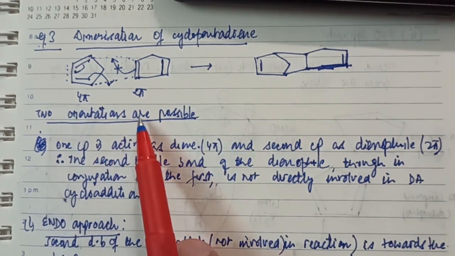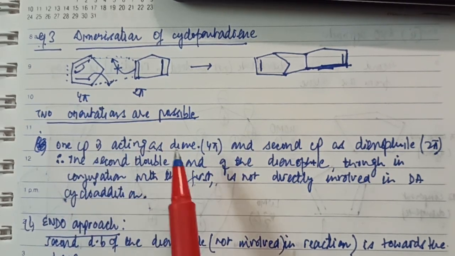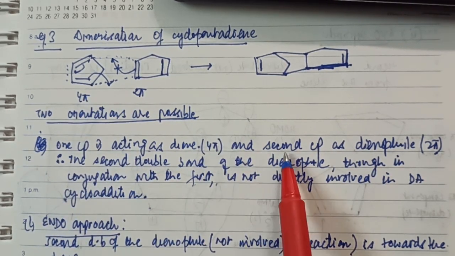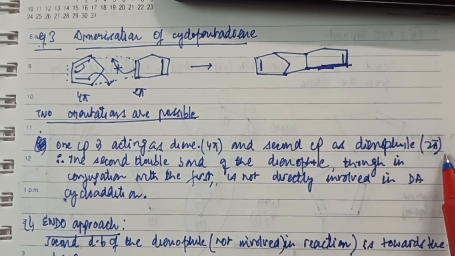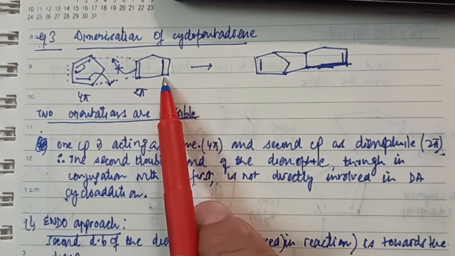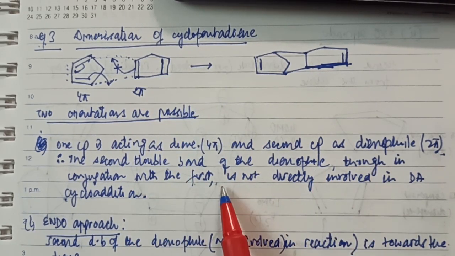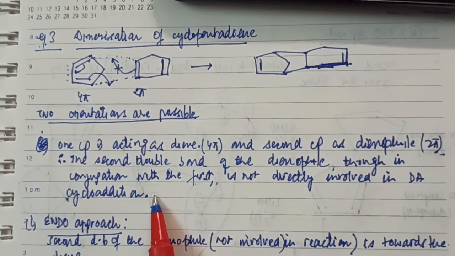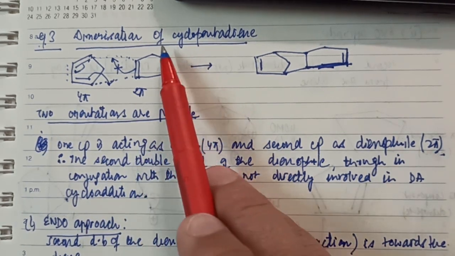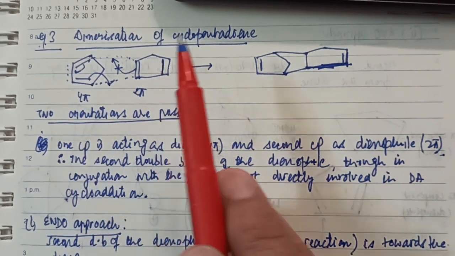Therefore, two orientations are possible. One cyclopentadiene is acting as a diene, and the second cyclopentadiene is acting as a dienophile. The second double bond of the dienophile, which is in conjugation with the first, is not directly involved in the Diels-Alder cycloaddition reaction. Therefore, it is possible that this double bond can have two orientations. Either it can be towards the diene or it can be away from the diene.